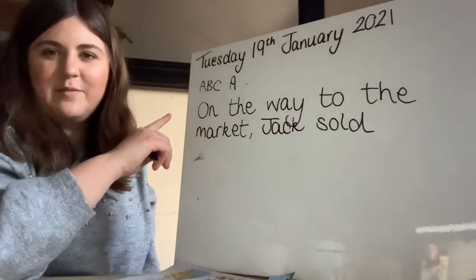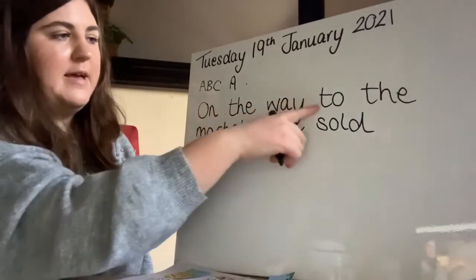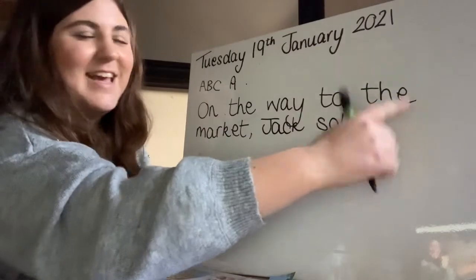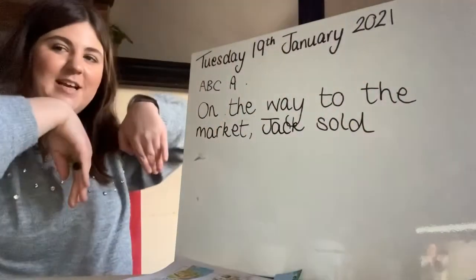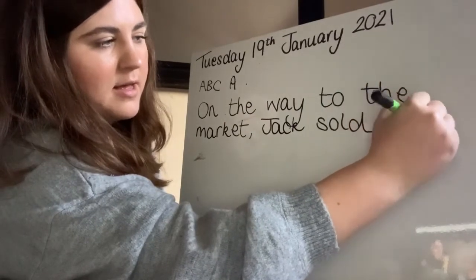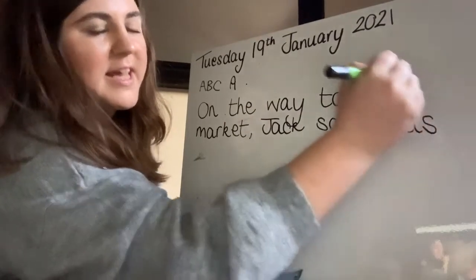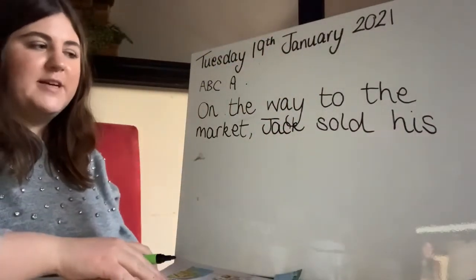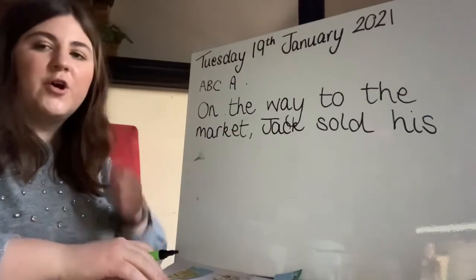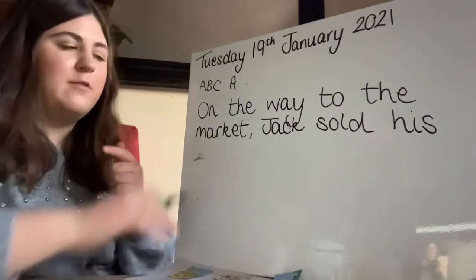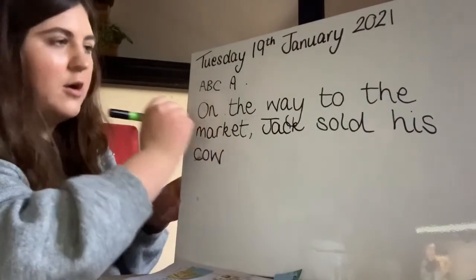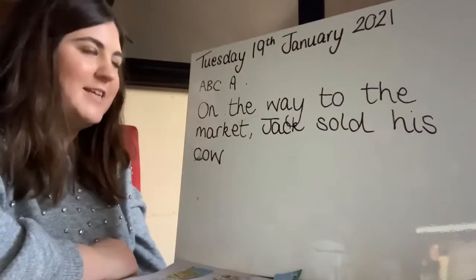Let's read it back to see where we're up to. On the way to the market, Jack sold his. Got a word, so I need a space. Finger space. His. On the way to the market, Jack sold his cow. Cow. On the way to the market, Jack sold his cow.